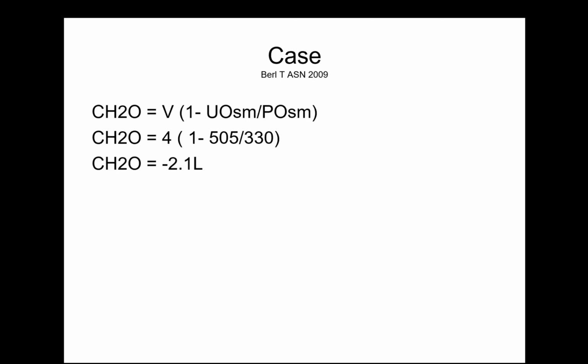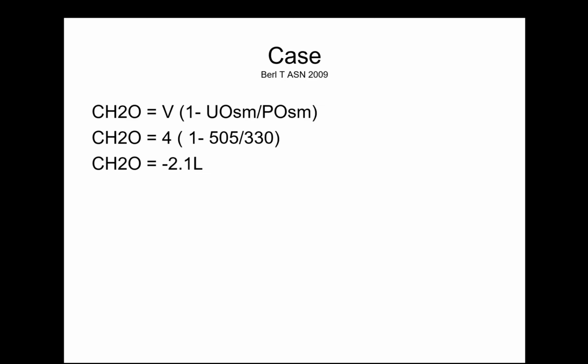And when we do a water clearance, this is the formula: the volume of urine times 1 minus urine osm divided by plasma osm. And since urine osm is higher than plasma osm, that fraction is greater than 1, correct? So there's no water excretion. There should be water reabsorption. So this doesn't make sense, right?